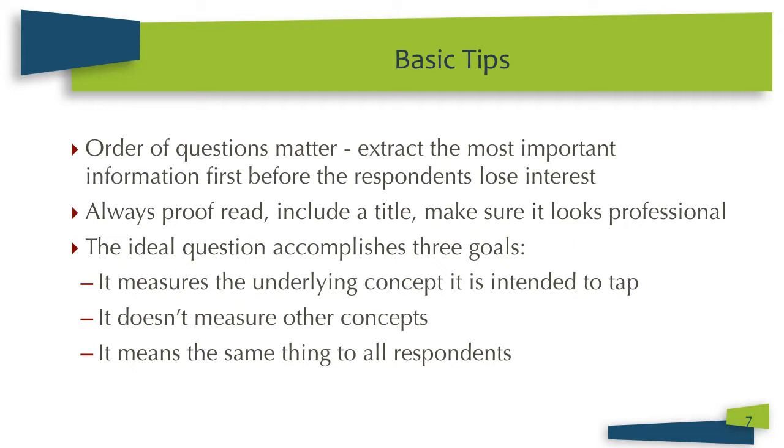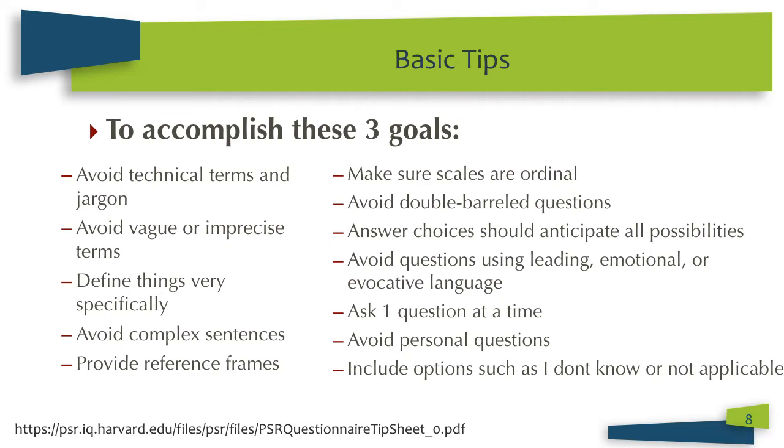So how do we achieve these three goals? There are many steps, but the first one, avoid technical terms and jargon. Basically, the words that you use in your questionnaire should be easily understood by anyone taking the survey. For example, do you support or oppose so and so reforms by the government? So unless everybody knows those reforms, they may not answer your question correctly.